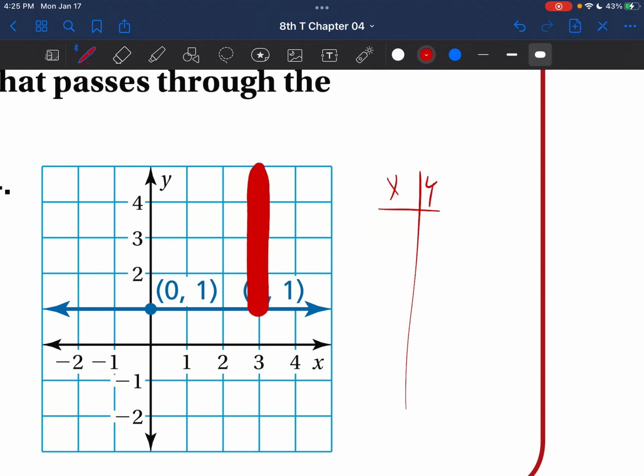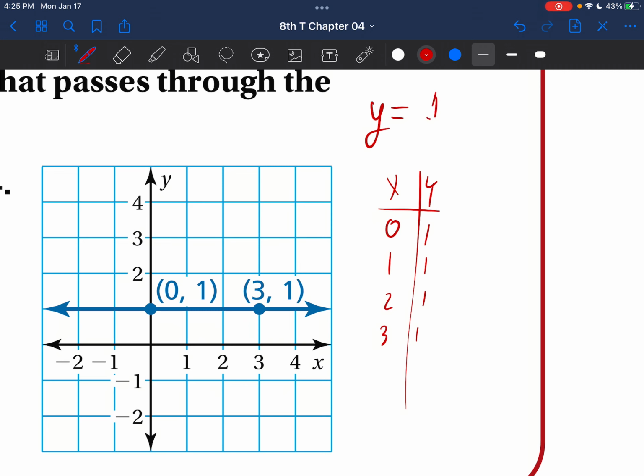The same thing would apply if you had a graph that went up and down like that. Okay, so let's plug in some numbers. I have 0 and 1. I have 1 and 1, 2 and 1, 3 and 1. So it looks like no matter what I do, my answer is always going to be just 1. So y is equal to 1.